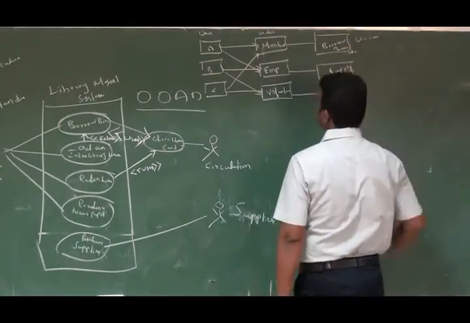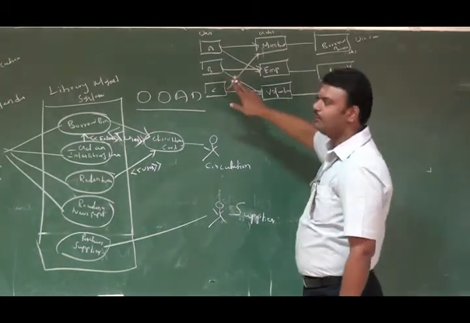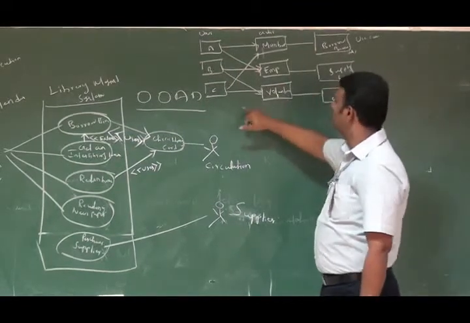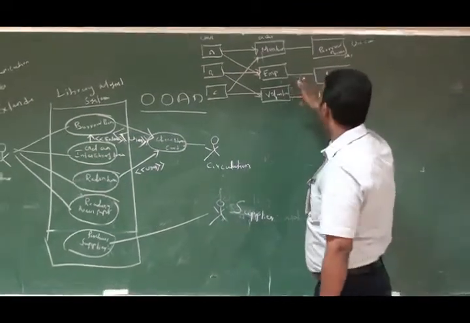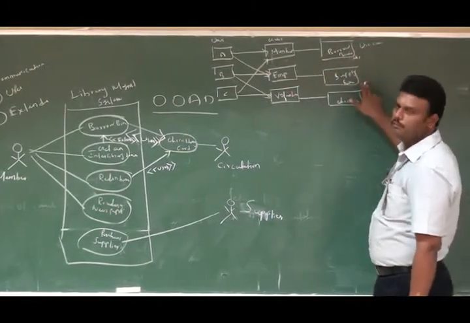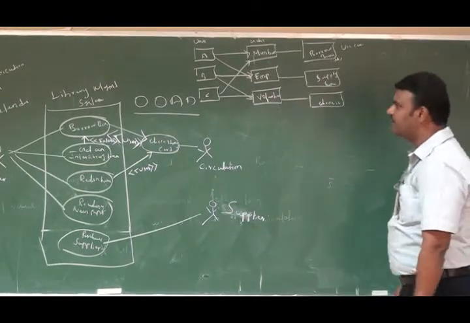What is the difference between the actor and the user? The user can play more than one role. For example, A can play the role of member or employee. B can play the role of employee or volunteer. C can play the role of volunteer or employee. But the member only borrows books from the library. The employee supplies books to the library. The volunteer only checks the ID cards. This is the difference between the actor and the user.